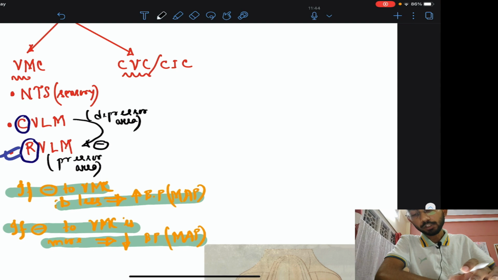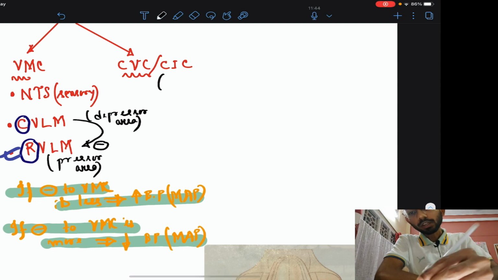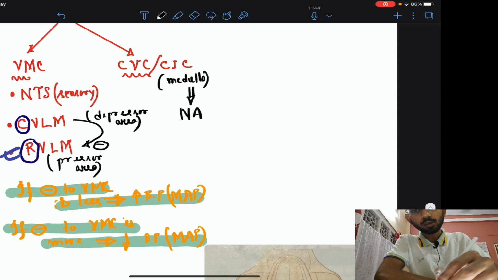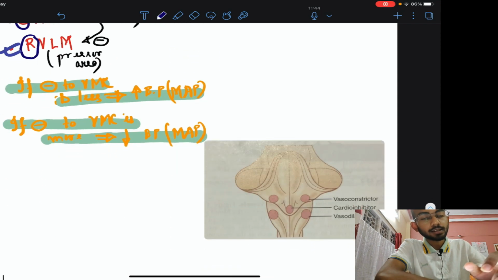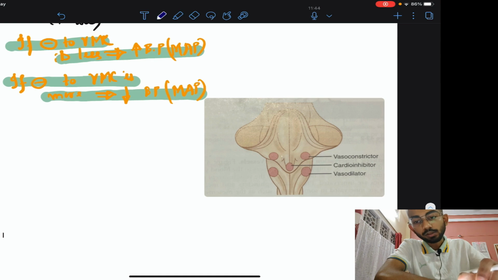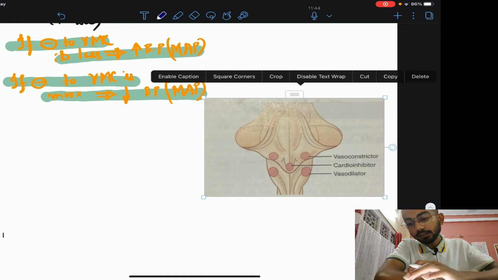And if the inhibition to the vasomotor center is more, then obviously there will be decrease in the mean arterial blood pressure. And guys, if we are talking about the cardiac vagal center, it is also present in the medulla, and that is basically what? Nucleus ambiguus. The detailed structure of where the nucleus ambiguus is present will be talked about in the anatomy part, neuroanatomy part. Physiology doesn't deal with it, okay.